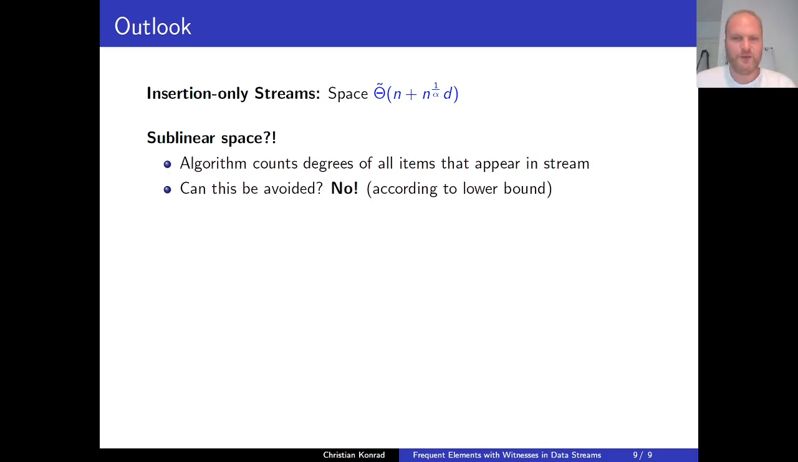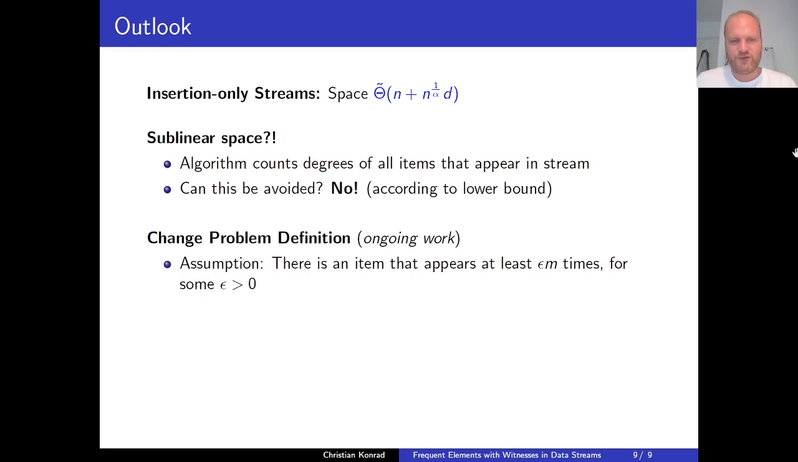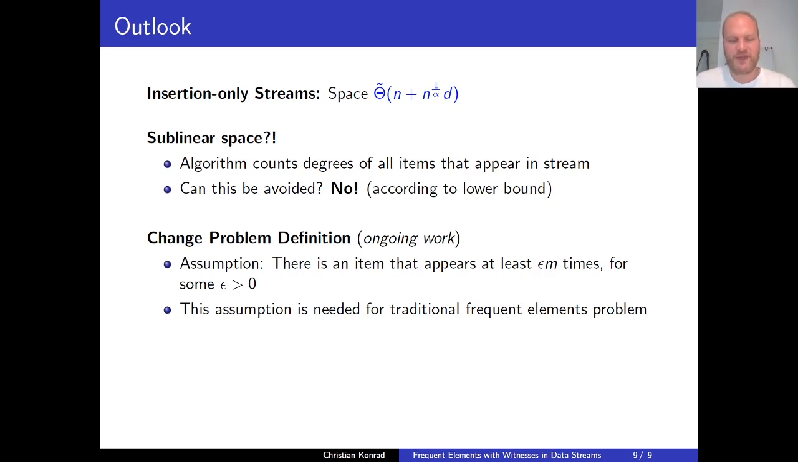And the answer is, of course, no, because we have a lower bound that matches this bound. However, what can we do to avoid that our algorithms need to count all these degrees or have a linear dependency on n in the space requirements? We can introduce the following assumption. Suppose that there is an item in the input stream that appears at least epsilon m times for some epsilon larger than 0. So there is an item in the input stream that appears really very often. And indeed, then it appears that we can obtain algorithms that have space requirements quite a bit better than linear in n. And as a note, this assumption is, for example, also needed for the traditional frequent elements problem. So even without computing witnesses, if we have no assumption that an item appears relatively often in the stream, then we cannot really obtain sublinear space algorithms.